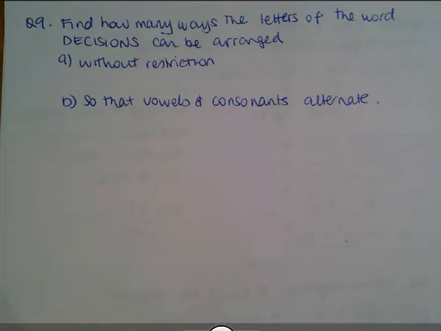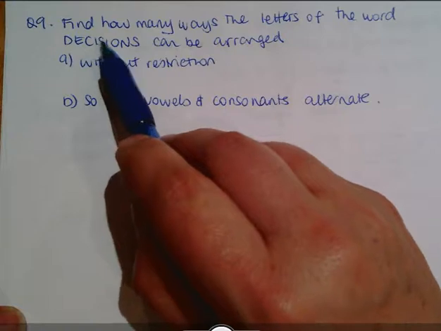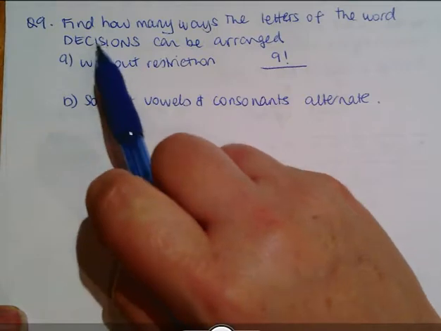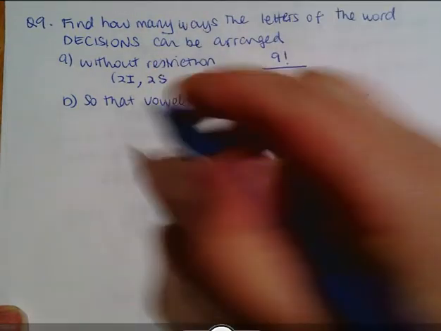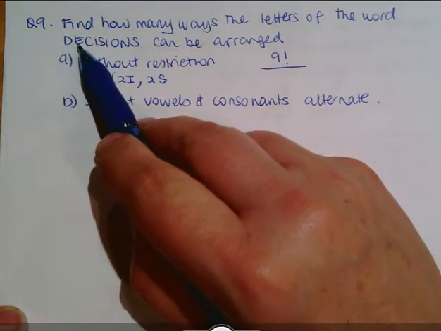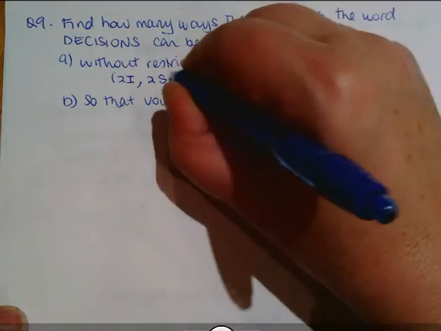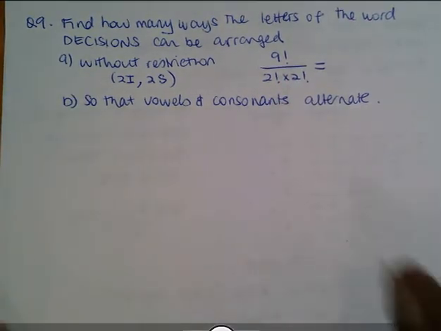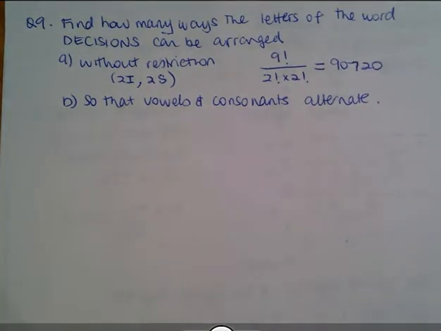Find how many ways the letters of the word decisions can be arranged without restrictions. This one's just straightforward. 1, 2, 3, 4, 5, 6, 7, 8, 9 letters. So 9 factorial over. Now we've got 2 I's, we've got 2 S's. So then we've only got 1 D, 1 E, 1 C, 2 I's, 2 S's, 1 O, and 1 N. So it's 9 factorial over 2 factorial times 2 factorial, which is 90,720 ways.